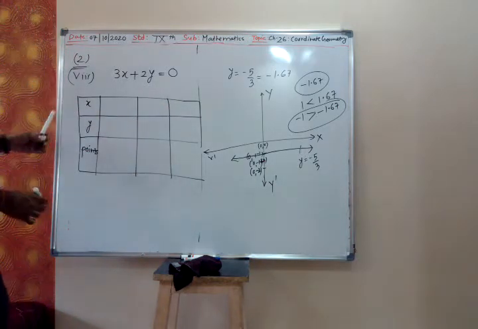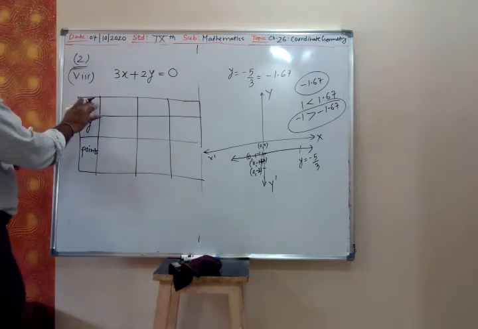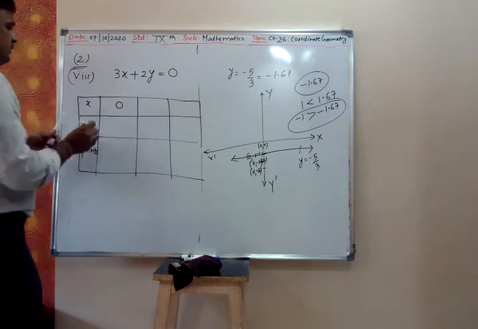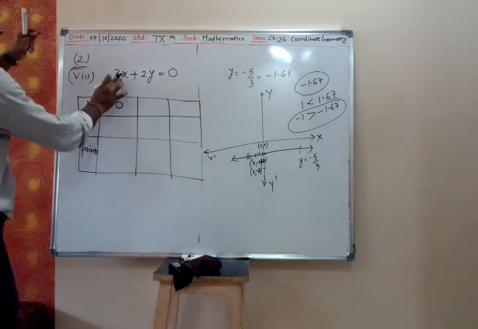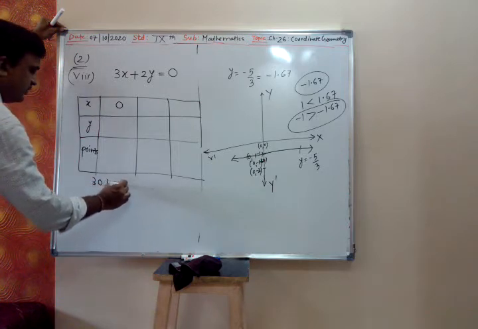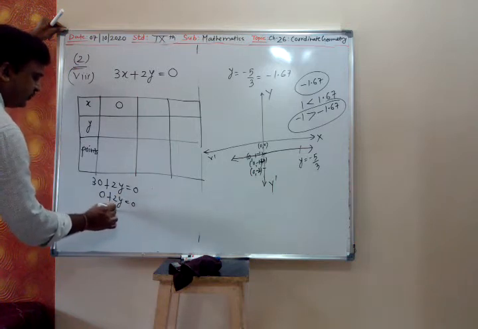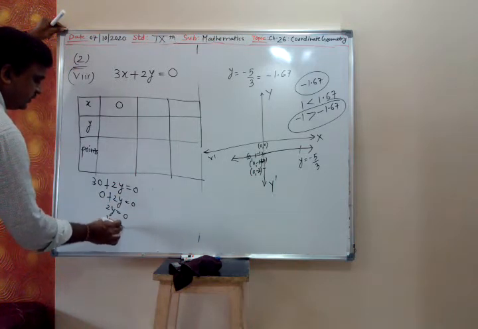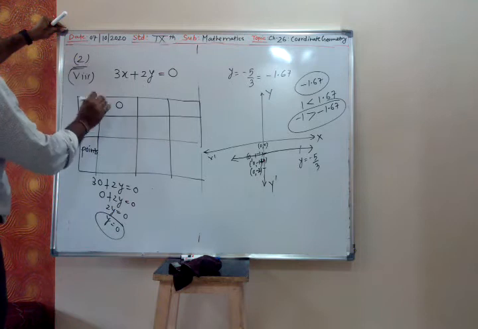This you remember. Now first you can take any value of x. First I will put x as 0 and solve this. What will be y? Tell me. What will be y? Y will be 0. When x is 0, you can write 3 into 0 plus 2y is 0. 3 into 0 is 0, 0 plus 2y is 0. So 2y is 0, you will get y is equal to 0.